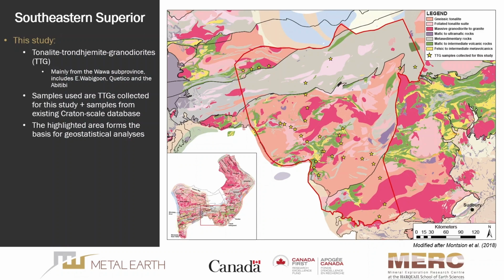The focus of the study is on the TTGs. I've also collected felsic volcanic rocks, but they are not in this presentation. As I said, most of the samples are mainly from the Wawa subprovince, but there are also some samples from the Quetico, the Eastern Wabigoon, and the Abitibi. Before I proceed, I also want to say that the samples I'm using in the next couple of slides are my TTG samples that I've collected, but there are also some samples from David Mole's study. And this highlighted area here just shows the basis for my geostatistical analysis, when I'm making the contour maps.